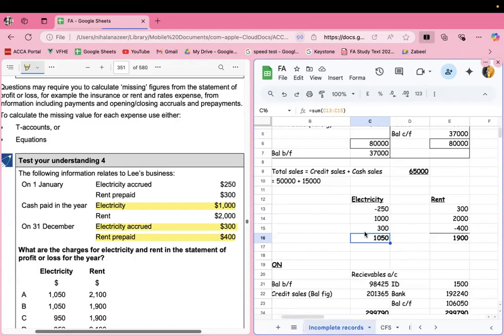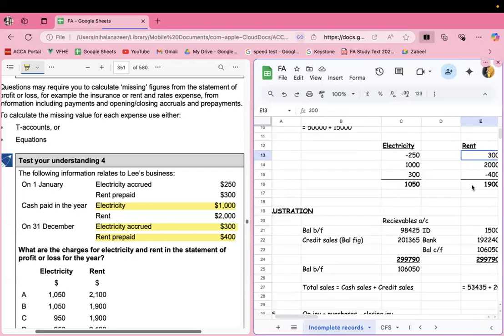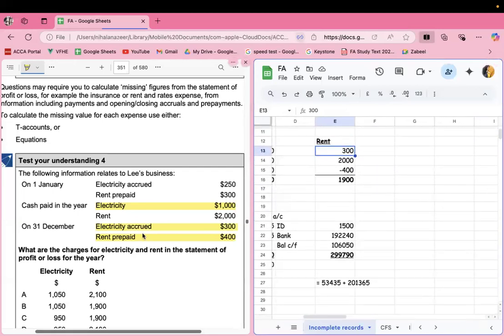As for the rent, if it is prepaid, that means you have paid ahead of time, so you're going to add it. If it is an accrual, you're going to remove it. If it is prepaid, you're going to add it. And the rent that has been incurred additionally is 2,000, and the prepaid rent included is 400 now. So you're going to remove it from this year. This prepaid is last year's prepaid. That means you are going to realize it this year. Understood?